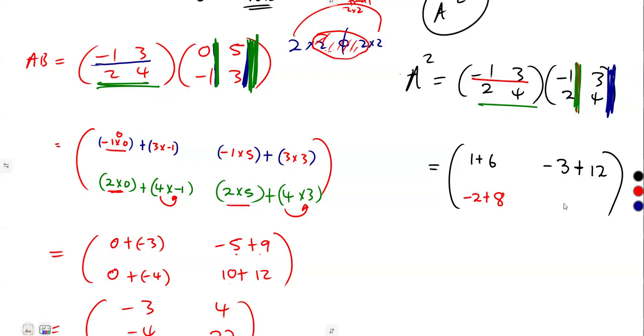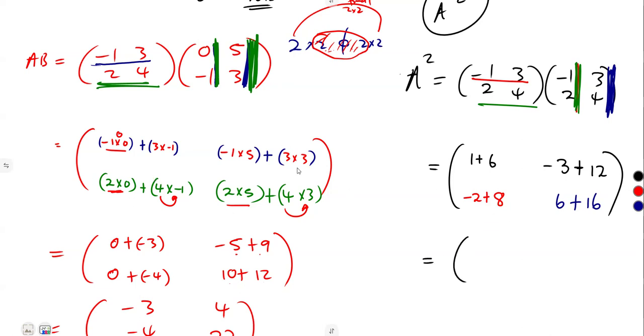2 times 3, that is 6. 4 and what? 4. 4 times 4, that is going to give us what? 16. That is 4 times 4, 4 squared. All right? So that is what? 16. So from there, you simply have to add.